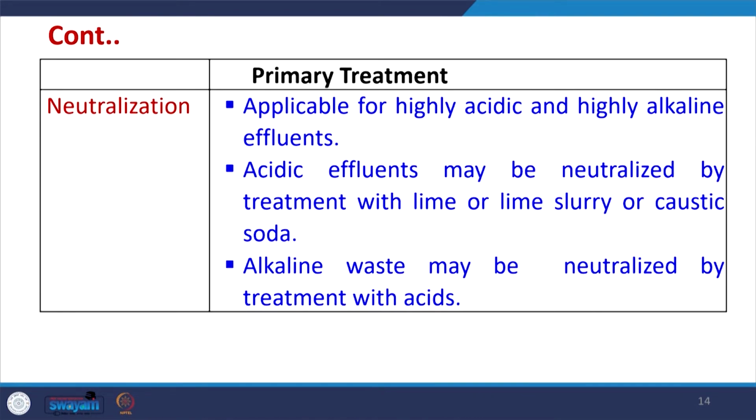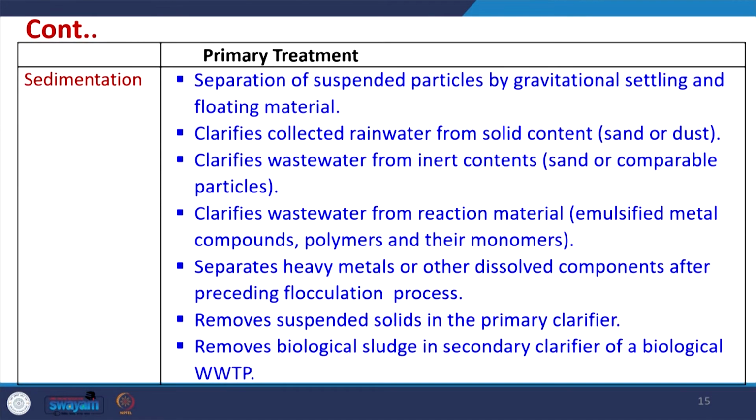Now, in the primary treatment, some neutralization may be done depending upon whether we have highly acidic or highly alkaline effluent. The acidic effluents may be neutralized by treatment with lime or lime slurry or caustic soda. Alkaline waste may be neutralized by treatment with some acids. So, this is possible. So, neutralization may be the first step in the primary treatment depending upon the requirement.